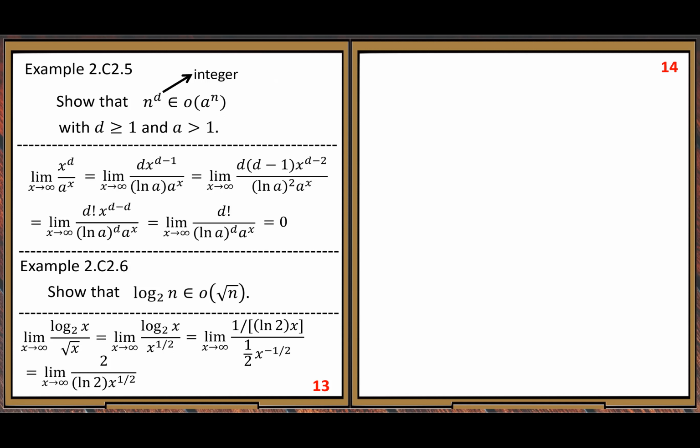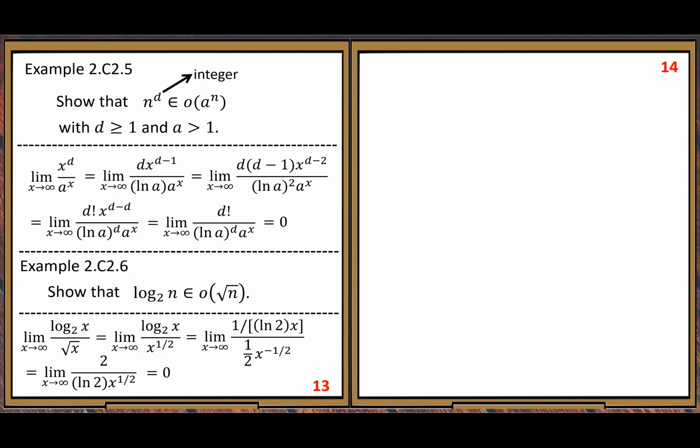But here, we just consider when x goes to infinity, the denominator goes to infinity, so the whole fraction goes to 0. So we get 0.